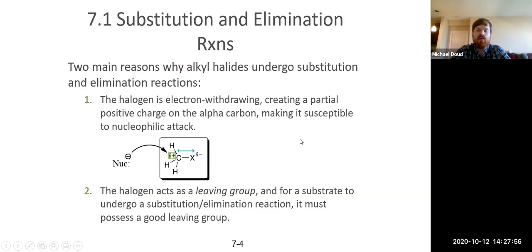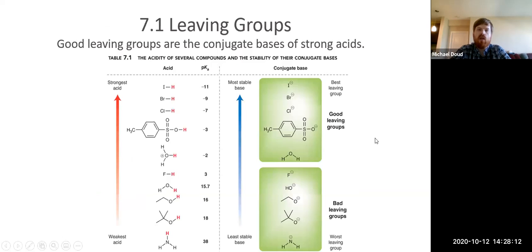Also, halogens are really good leaving groups. We've talked about these vaguely in the past, but now we're going to look specifically at what makes a good leaving group. For now, all we need to know is that it forms a stable leaving group, so that makes it a very good leaving group. And here is the ranking of our leaving groups.